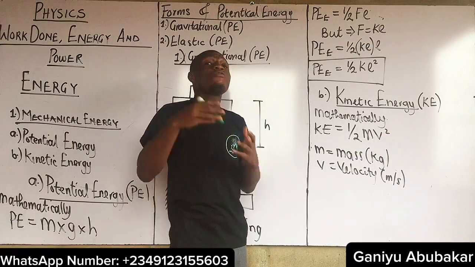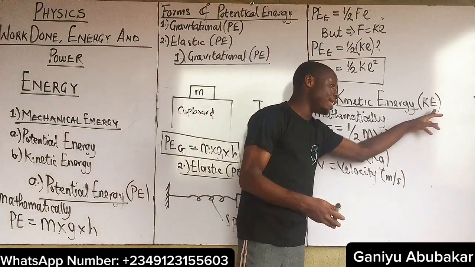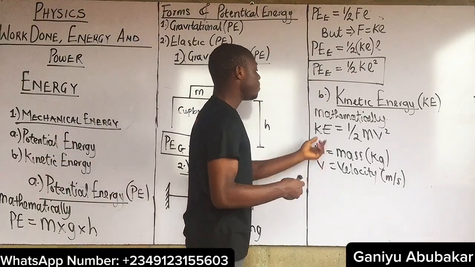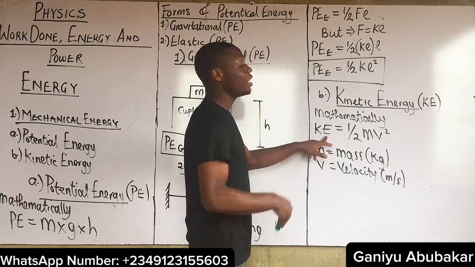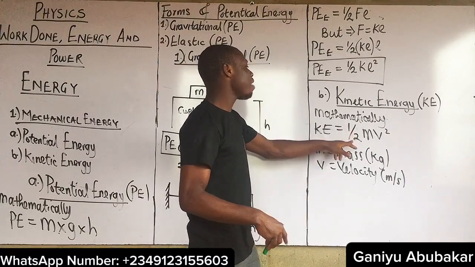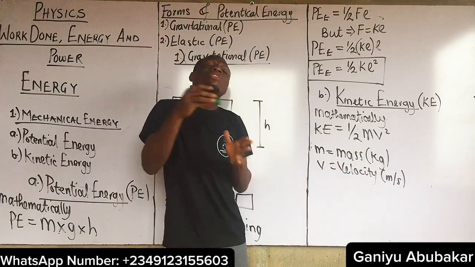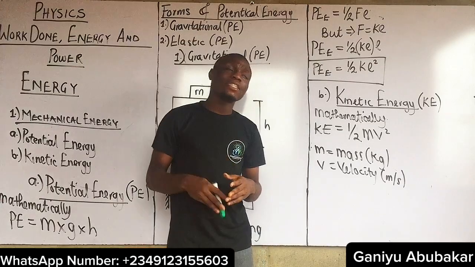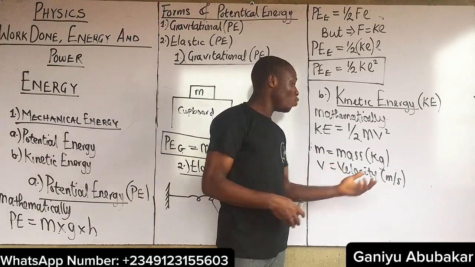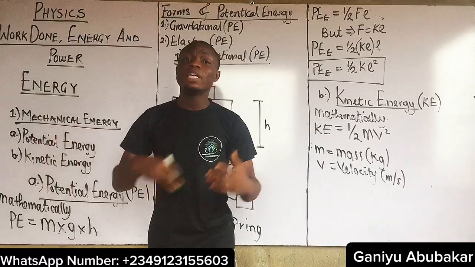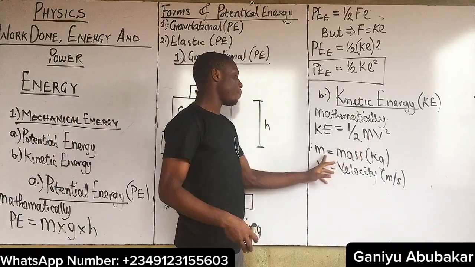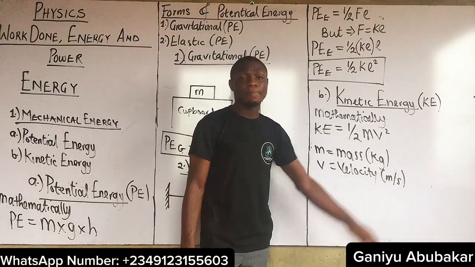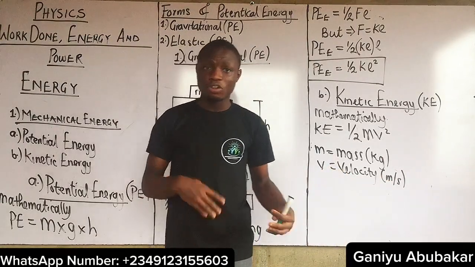The short form of writing kinetic energy is what? KE, while potential energy is PE. So mathematically, kinetic energy KE is equal to half mv squared. That is, the kinetic energy of a body is simply the product of half, the mass of the object, and the velocity squared. M represents mass measured in kilogram and v represents velocity measured in meter per second, as you can see in front of you.